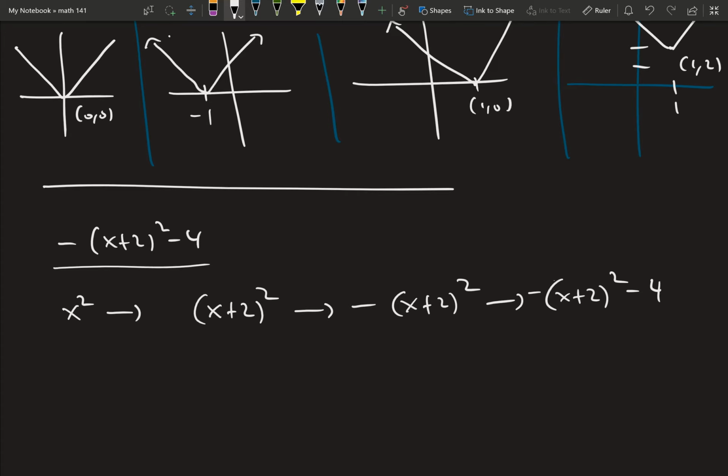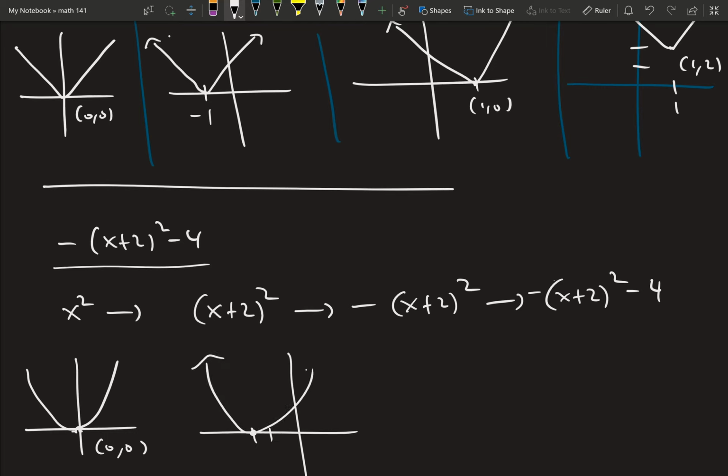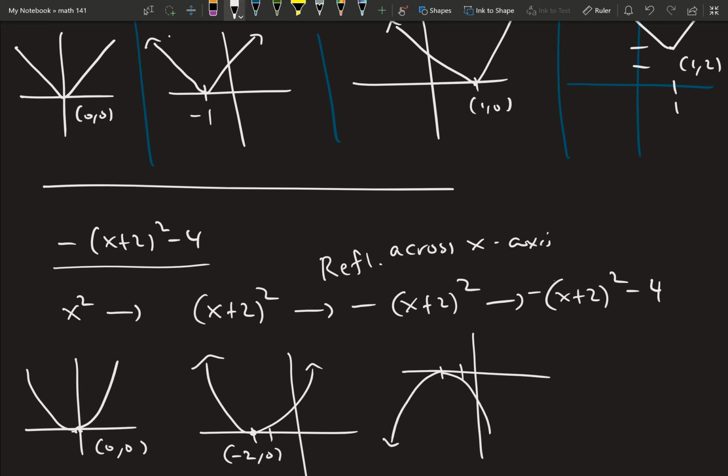So let's go ahead and do this. So we start off with x squared, vertex is 0, 0. Shift over by 2 units to the left to get you a parabola pointing upward starting at negative 2, 0. Here, this is a reflection across the x-axis because we're negating the entire function. So let me draw. So when we reflect, we get this guy.